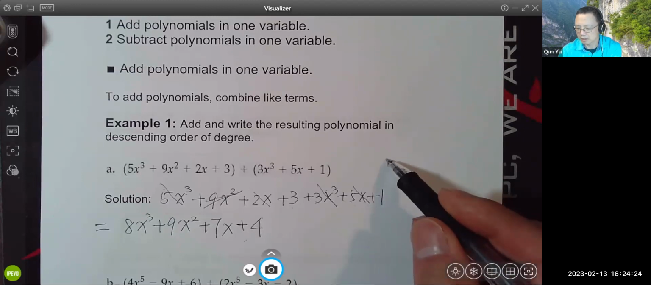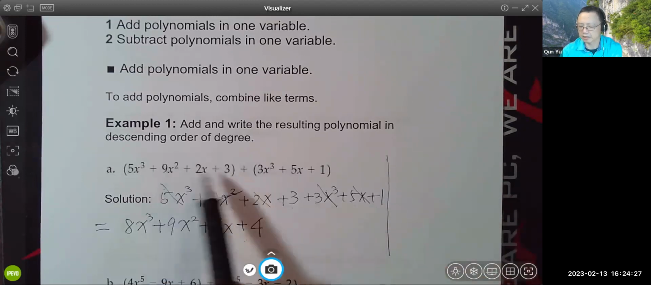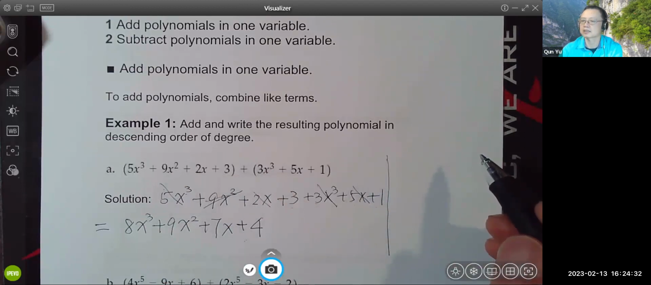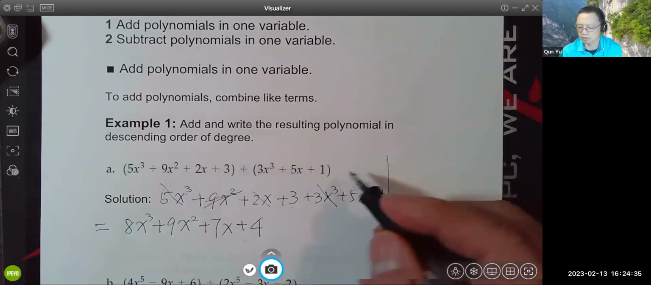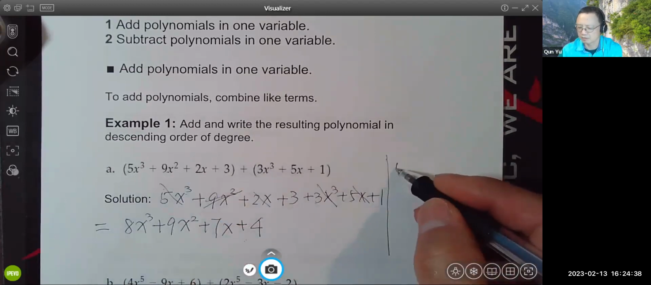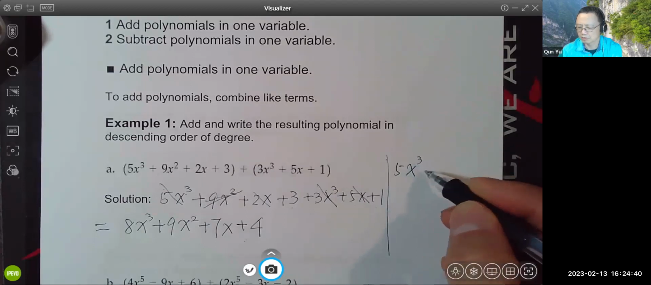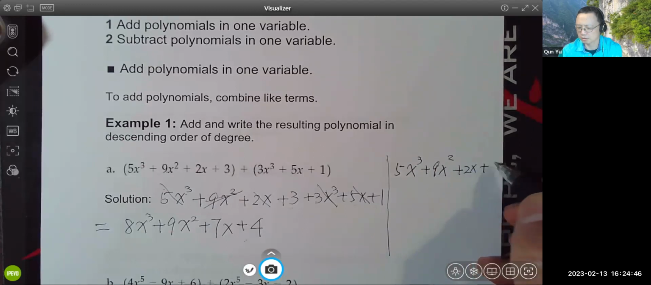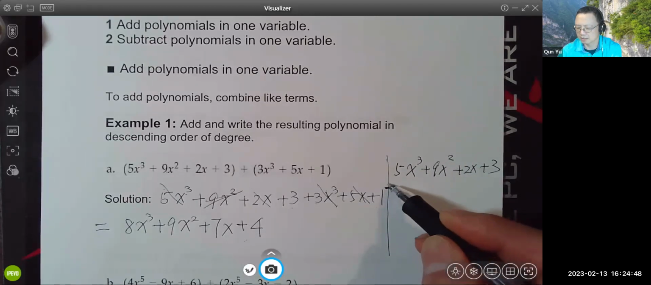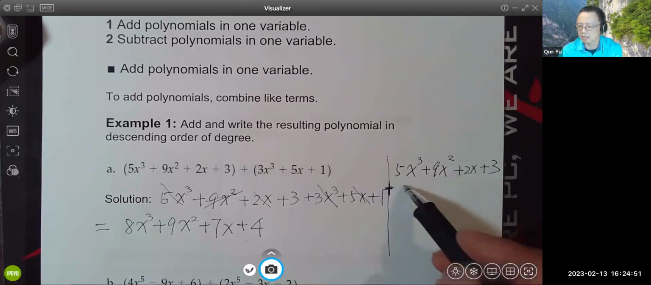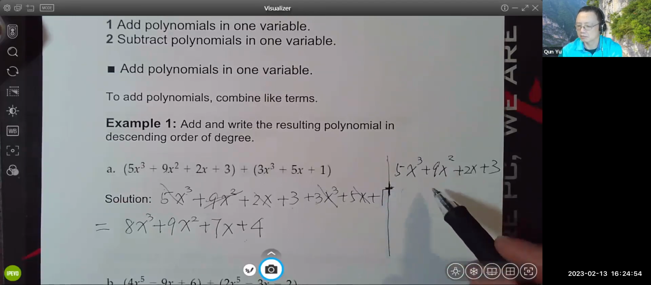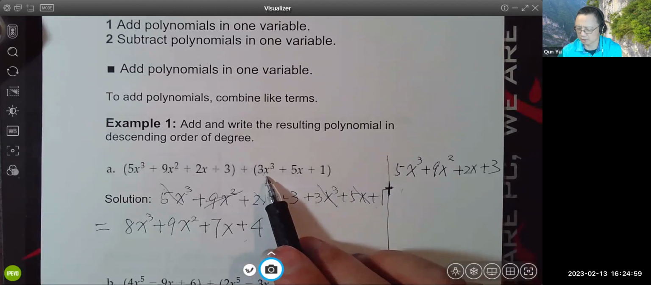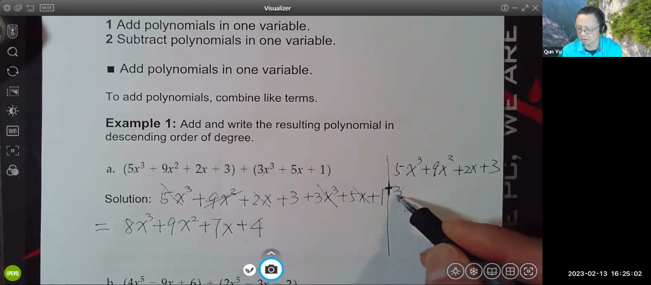Now, let's look at the second approach. Actually, we can add this together in a different format, just like we add multi-digit numbers in elementary school. So first we write down the first one, 5x cubed plus 9x squared plus 2x plus 3. Now this is addition. Second one, I line them up in terms of like terms. So this is 3x cubed, put it in the same column.